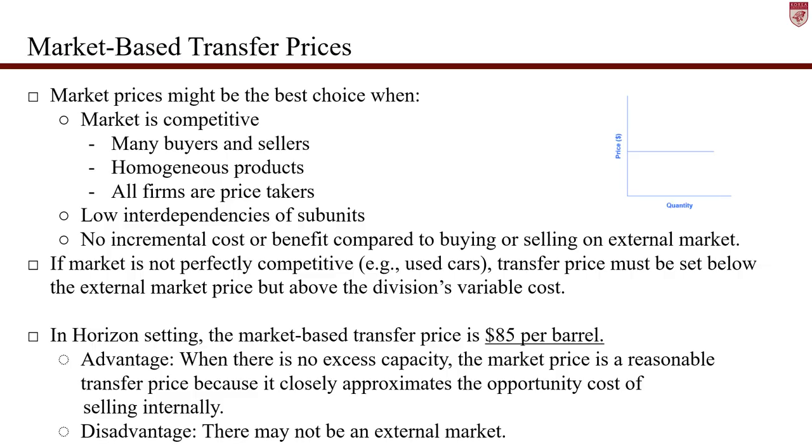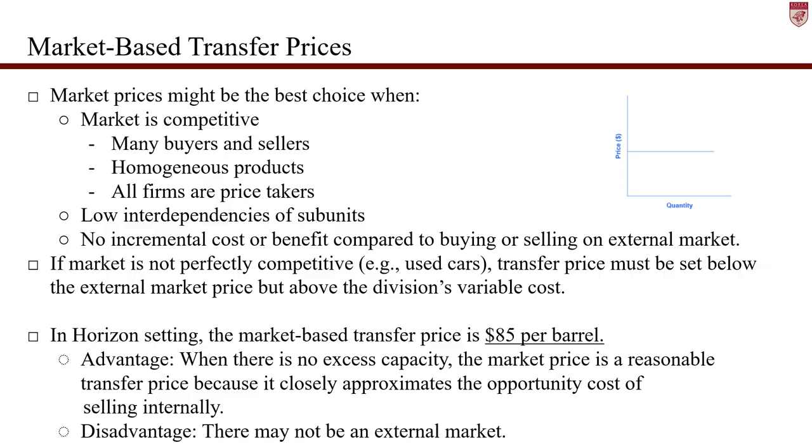So in order for the selling subunit to face at least no loss, the price has to cover the opportunity cost of selling internally, which is the market price. Of course, the selling subunit wants to sell higher than the market price, but then there is no reason for the purchasing subunit to buy at a price that is even higher than the external market price. So it's always going to be the external market price in a competitive market with no excess capacity.